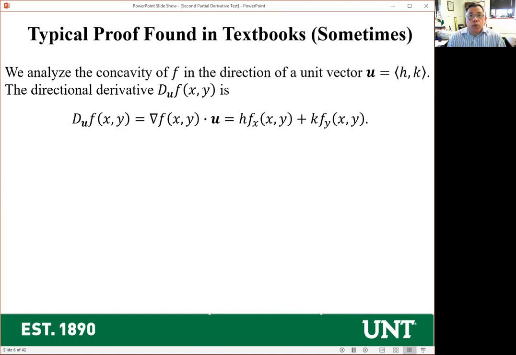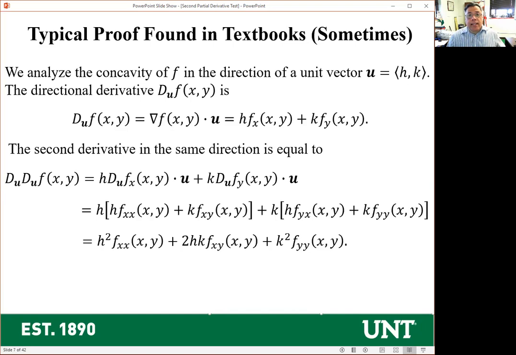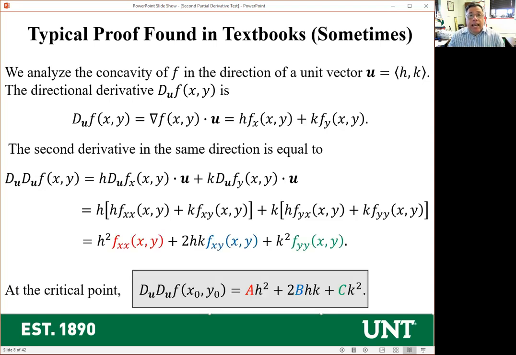So h times the partial derivative of f with respect to x plus k times the partial derivative of f with respect to y. Then if we take the second directional derivative in the direction of u, we end up with h squared times the second partial derivative of f with respect to x plus 2hk times the mixed partial derivative plus k squared times the second partial derivative of f with respect to y. And then plugging in at the critical point, we get this key expression, ah squared plus 2bhk plus ck squared. And we're going to be using this expression throughout the rest of the talk.